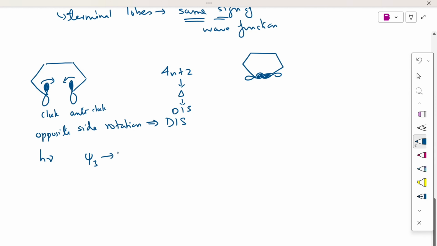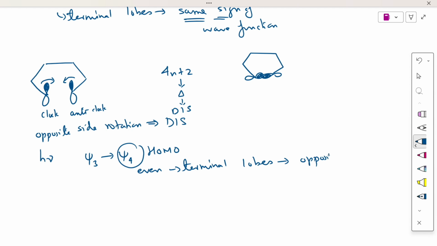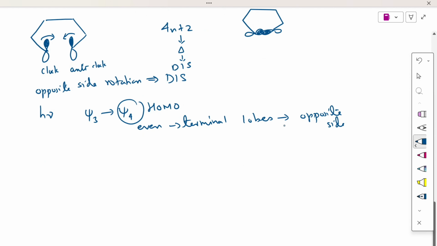Now go for the photochemical condition. Photochemical conditionல Xi3ல இருந்து ஒரு electron Xi4க்கு excite ஆகும். So Xi4 will become your HOMO now. Okay. Xi4 is even wave function. So terminal lobes எப்படி இருக்கும்? Terminal lobes will be having opposite signs of wave function. Opposite signs of wave function. Okay. So do that now. So frontier orbitals மட்டும் வரைஞ்சா போதும், opposite sign. So இங்க உள்ள push பண்ணு, இது உள்ள push பண்ணு. So that is, this will go out, this will go in, this will go out. So that I get the perfect overlap.